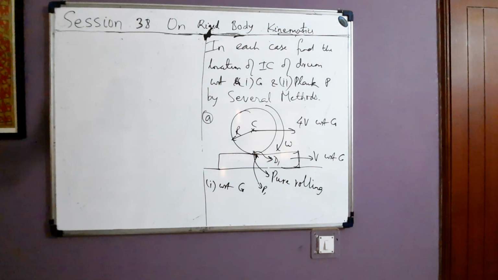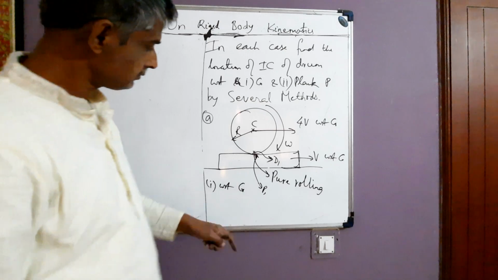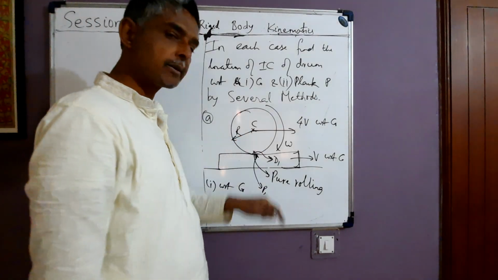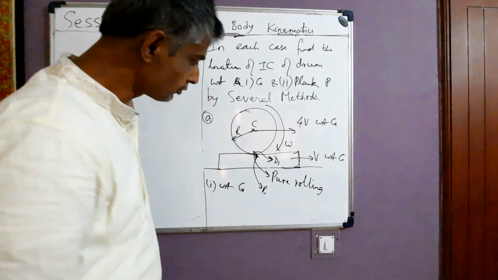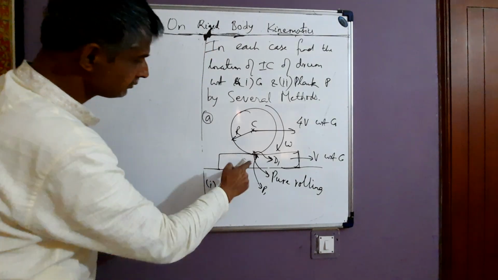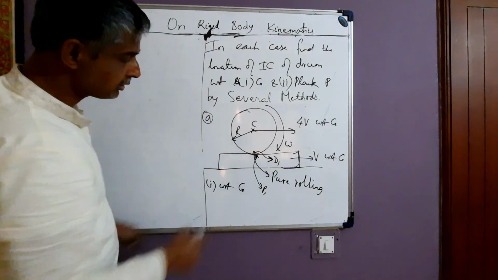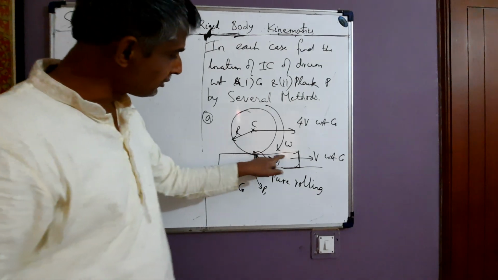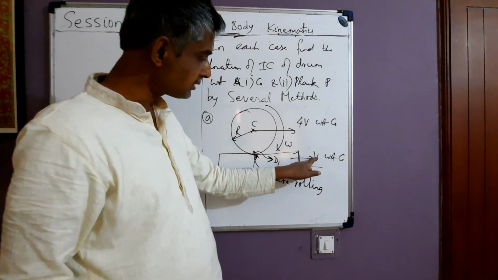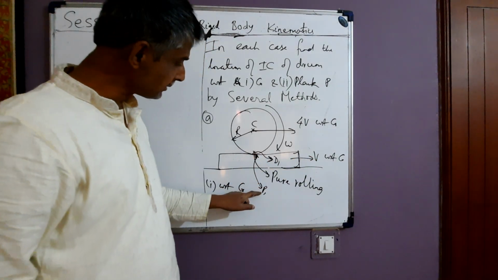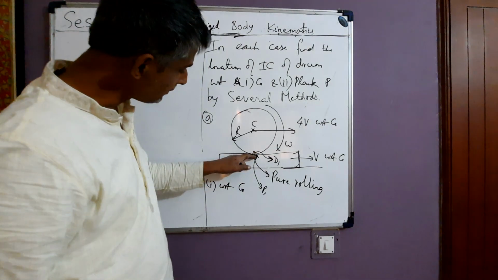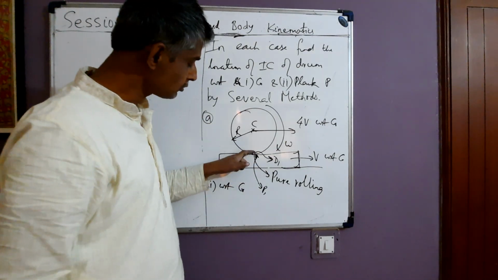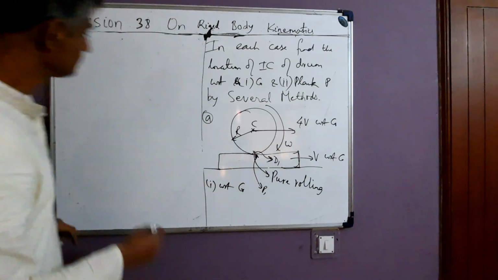Now we have to locate the IC of the drum with respect to ground. So what we do, we consider pure rolling here. P1 is the material point of the translating plank. Velocity of the plank is V, so velocity of P1 with respect to ground is also V rightward. Here it's undergoing pure rolling, so D1 and P1 will have the same velocity in the ground frame. So velocity of D1 is also V rightward.